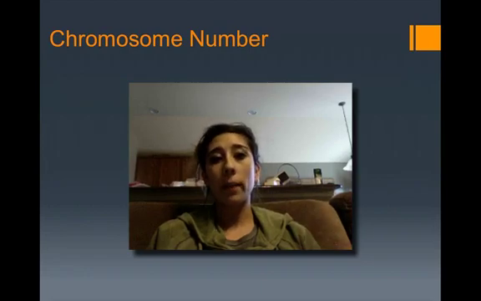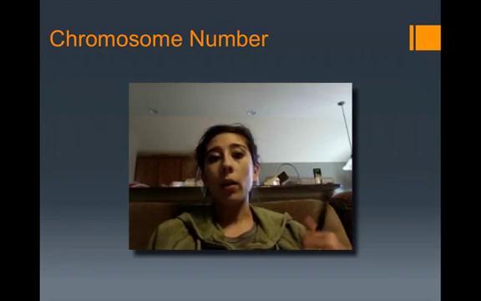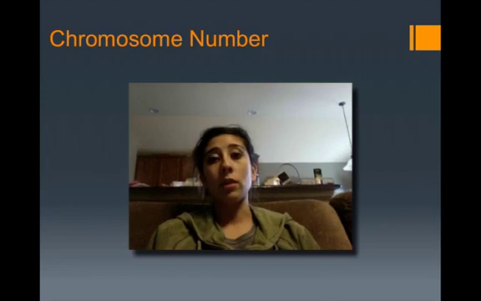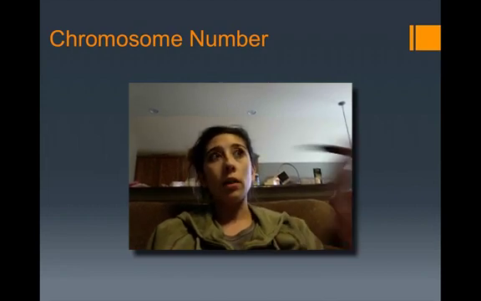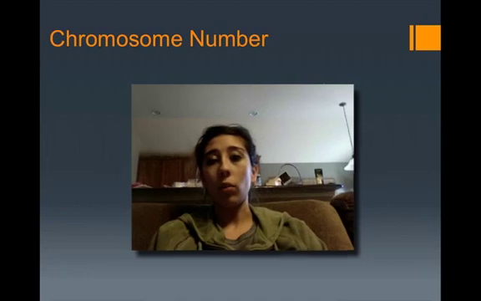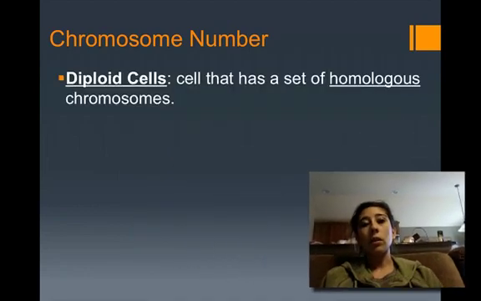Okay, let's talk about meiosis today. I want to talk a little bit about chromosomes because it's pretty important in the development of meiosis and how meiosis occurs. So we have something called a diploid cell.